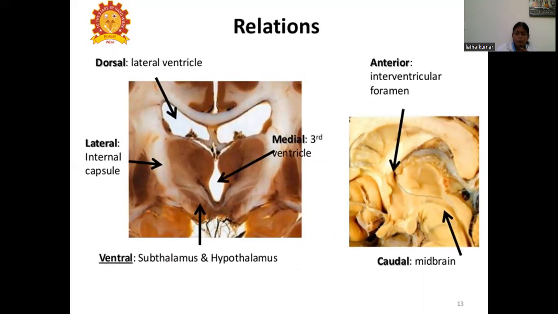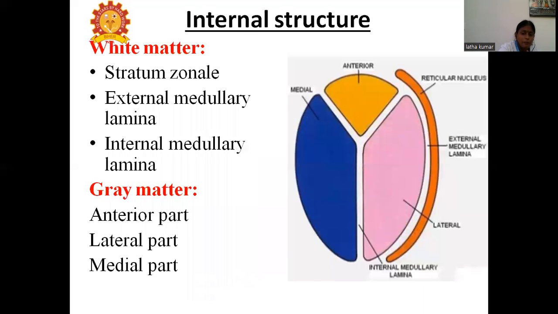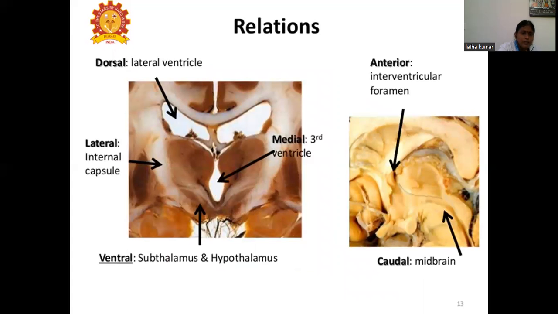The superior pole, it lies just behind the interventricular foramen. And inferior pole, it is expanded and it is called pulvinar. So this is the inferior pole and it is expanded to form the pulvinar. It lies just above and lateral to the superior colliculus.